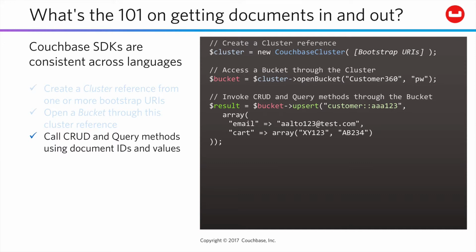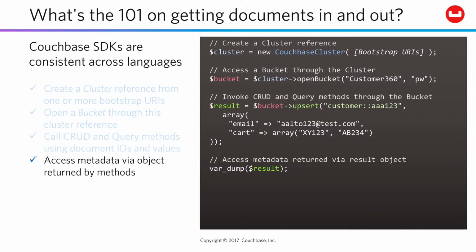In this case, our key is customer AAA123. Notice the double colons in there. We're going to talk about this key convention in a later lesson. And we'll talk about how an upsert creates or updates a document as necessary. The second value here is a simple array that gets converted to appropriate JSON for storage.